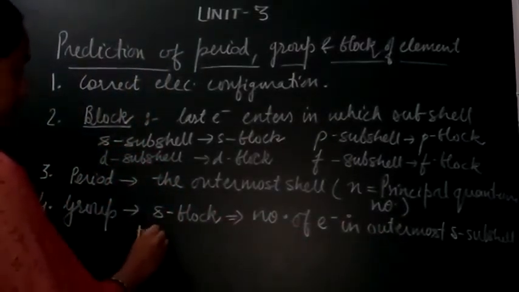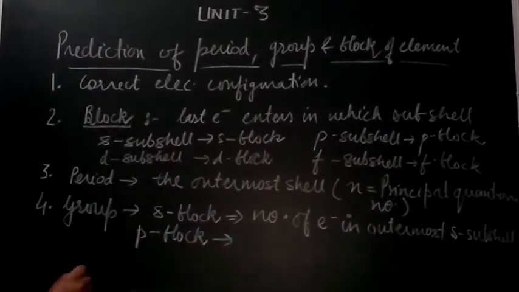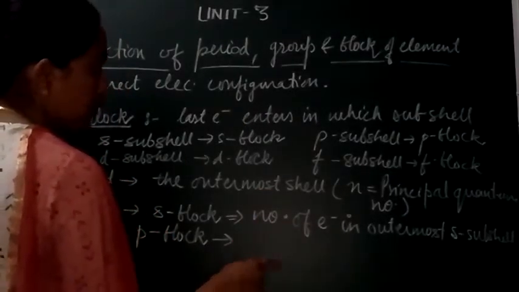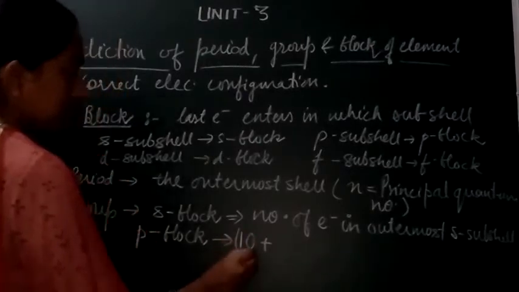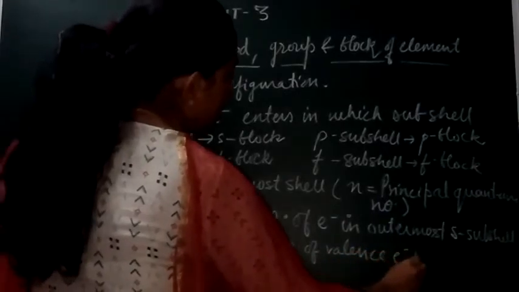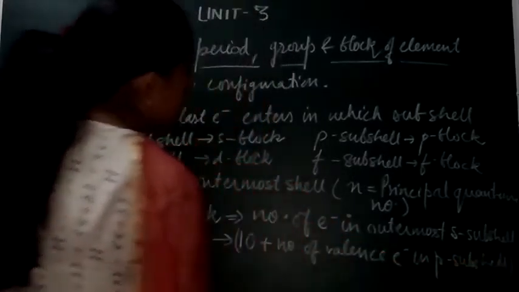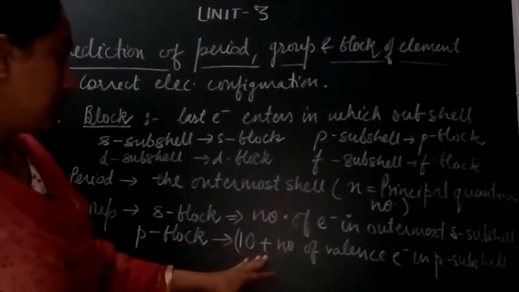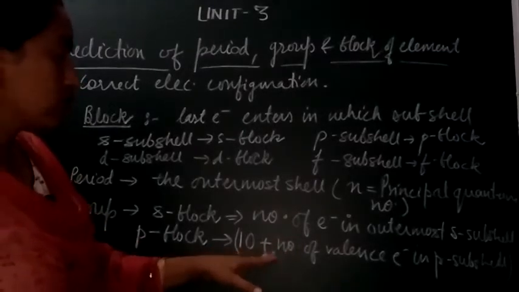Similarly, for the P block, students, we are just going to add the number of electrons in the outermost p subshell to 10. That means it will be 10 plus the number of valence electrons in the p subshell. If it has one electron, it will be 10 plus 1, so the group number will be 11. In the same way, if it has 2 valence electrons, it will be 10 plus 2, which is 12.